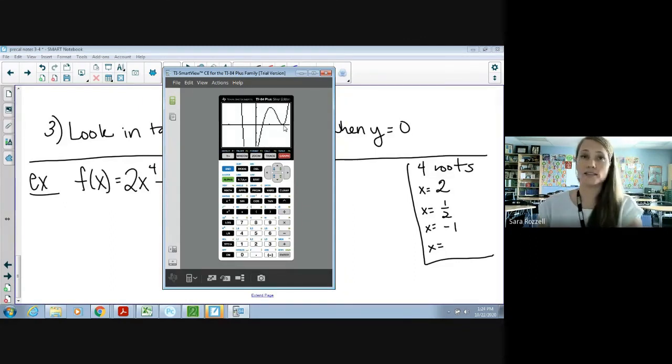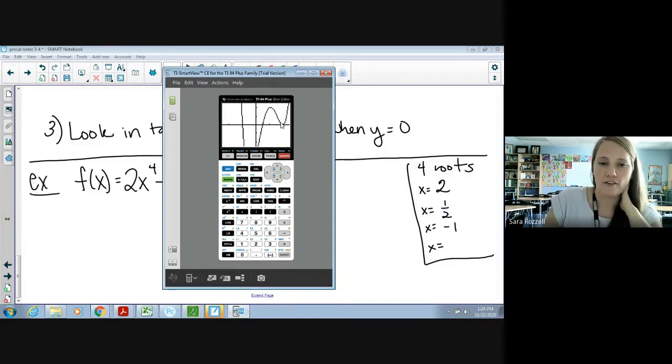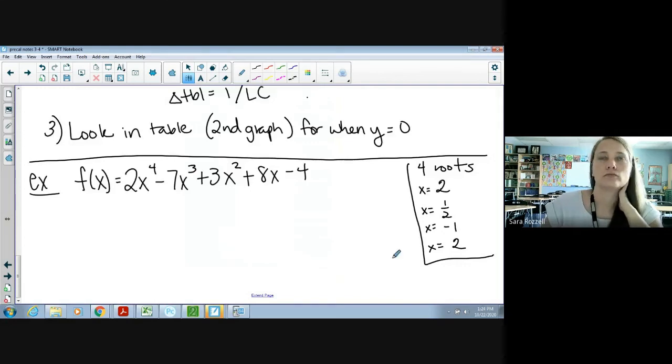So 2 was a root twice. We couldn't have found that on the table. We could just see it in the graph. Because it hit and bounced back, 2's a root again. Okay, so if you just lack one root or you're missing one root, there's most likely multiplicity.